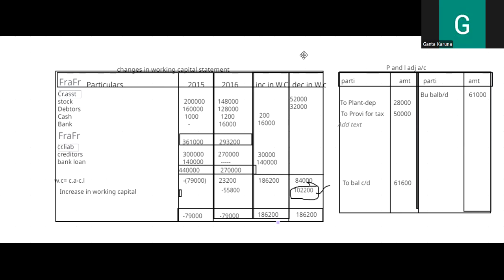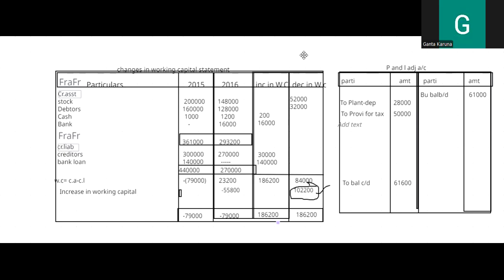So the difference amount I've already posted here. How much is the difference amount? It is 20,000. Last time it was 1 lakh, and the next date it is 1 lakh 20,000. So that is the reason 20,000 has increased. We are transferring this 20,000 from the profit, and we'll assume that and transfer it to the P&L account.